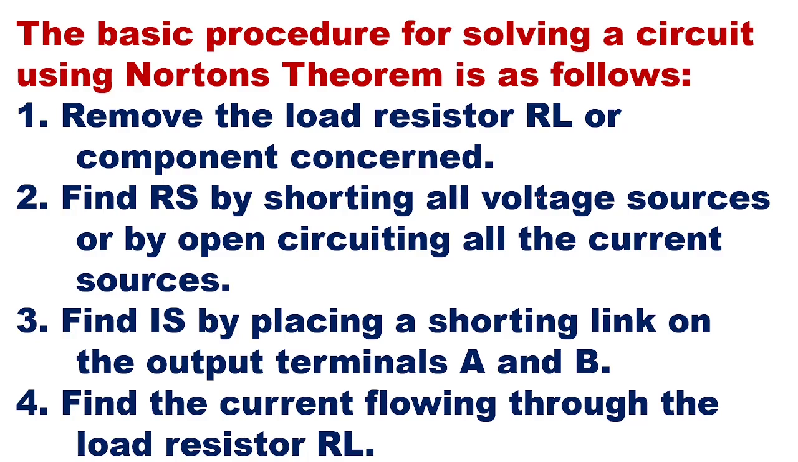The first step is to remove the load resistor RL or the component concerned. Second, find RS by shorting all voltage sources or by open circuiting all the current sources. You have to open circuit all the current sources and short circuit all the voltage sources. Third, find IS by placing a shorting link on the output terminals A, B. Fourth, find the current flowing through the load resistor RL.